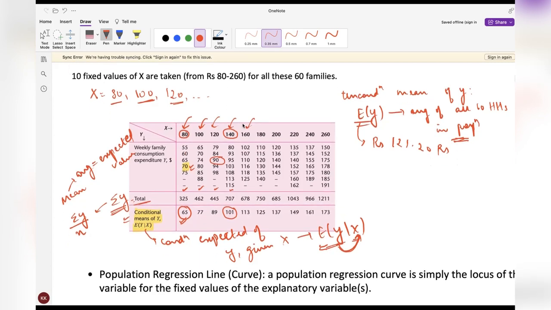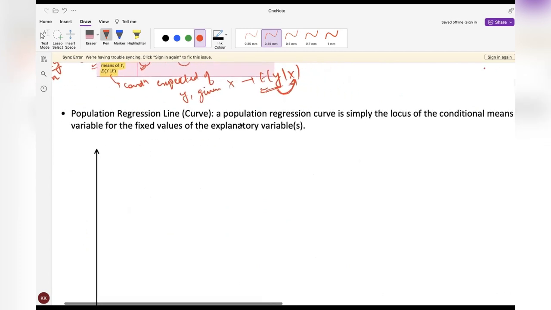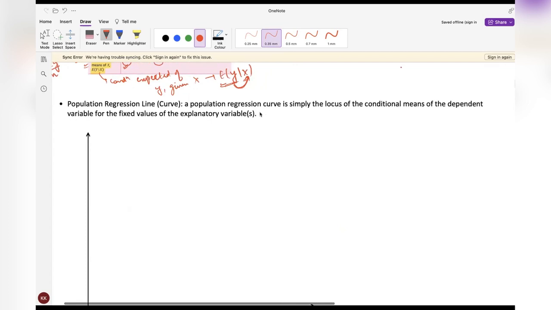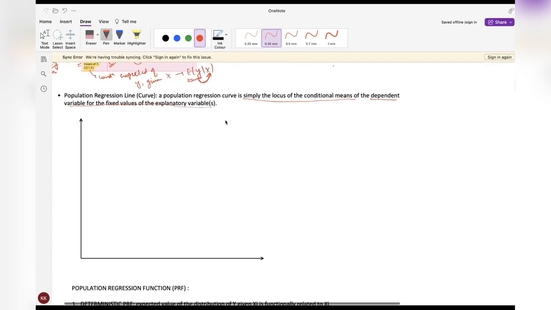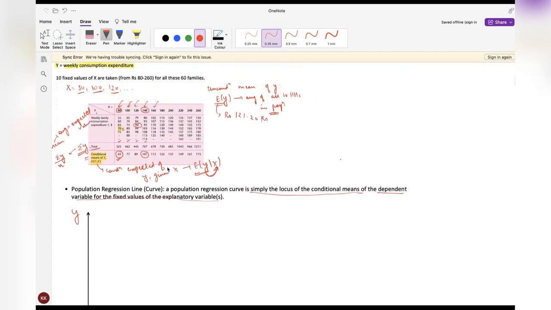Now let's come to the population regression line, which is also known as population regression curve. It is simply the locus of conditional means of the dependent variable for the fixed value of the explanatory variable. Let's understand this definition with the help of a figure. In this figure, the Y axis represents my weekly consumption expenditure and the X axis represents my weekly income. Fine. So I have plotted this.